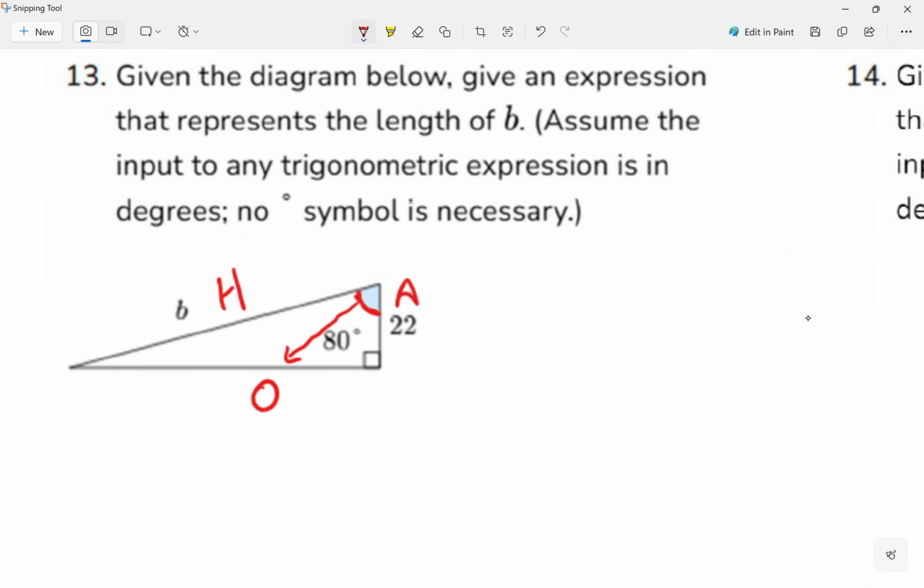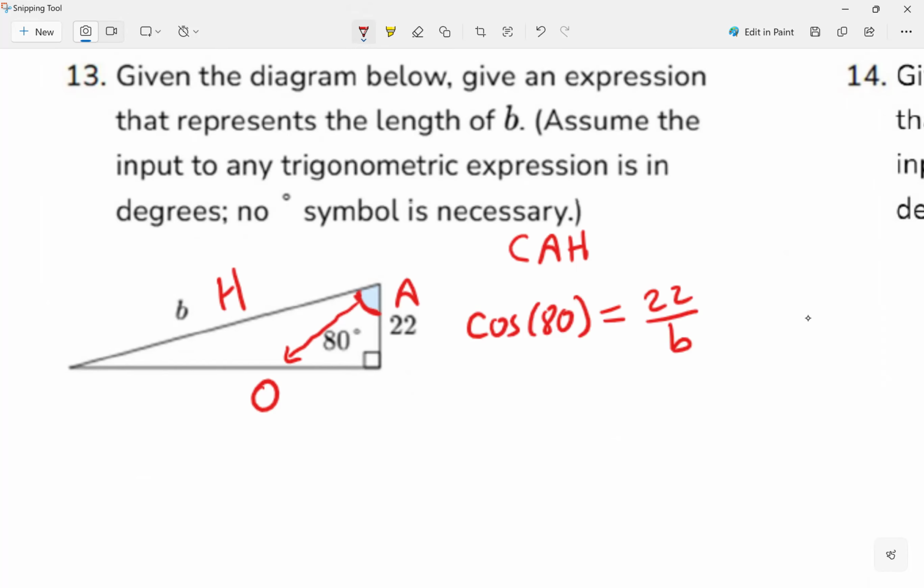So I'm thinking, okay, what do I know in this case? What ratio is adjacent and hypotenuse? I remember from the acronym SOHCAHTOA, that was CAH, so I'm going to be using cosine. So let me write this as cosine of 80. Do keep in mind that I have the 80 in parentheses. That's how we write this. So cosine of 80 is equal to 22 over b.